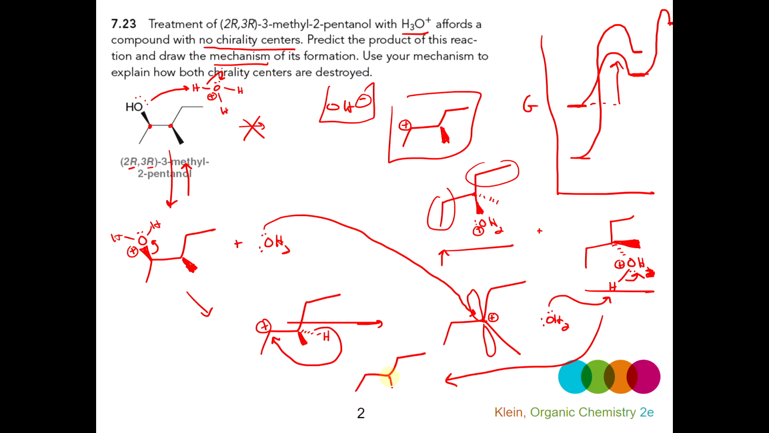So I don't really have to show a solid wedge or a dashed wedge because there's no difference in the identity of the structure either way. So with no chiral center here, I don't have a chiral molecule anymore. Any questions about that one?